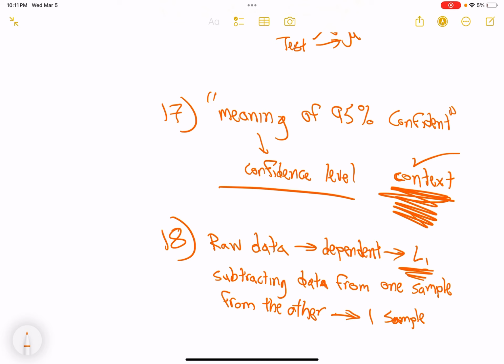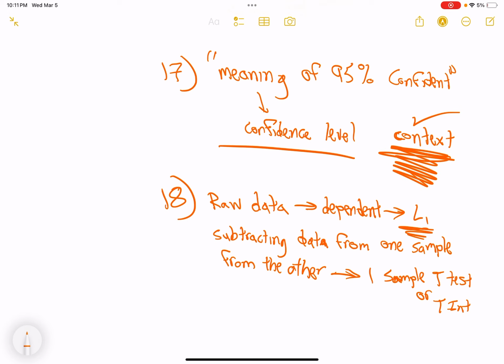Right? T-test or confidence interval. So one sample, I should say T-int. Okay? Be prepared to do that. It's not hard, but you will have to do a paired t-test where you are given raw data, and you know that the data is dependent one on the other, so you have to do the subtractions and then input it as L1 and then run all the stats on it.